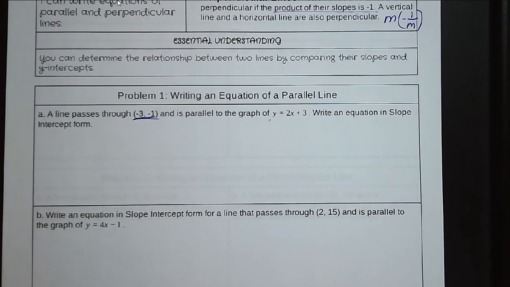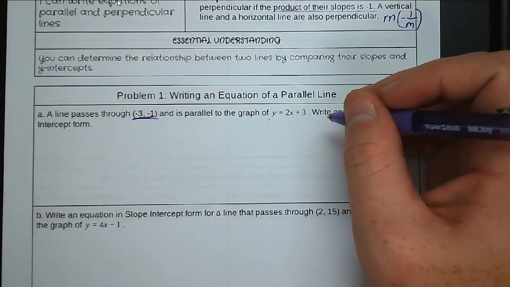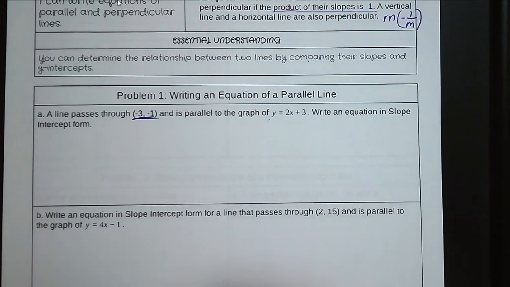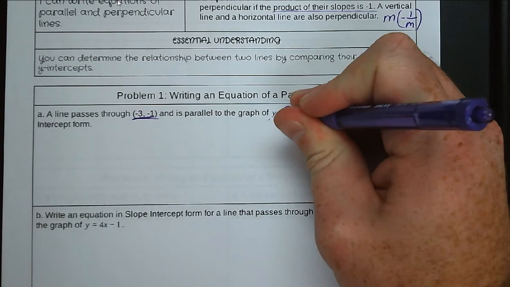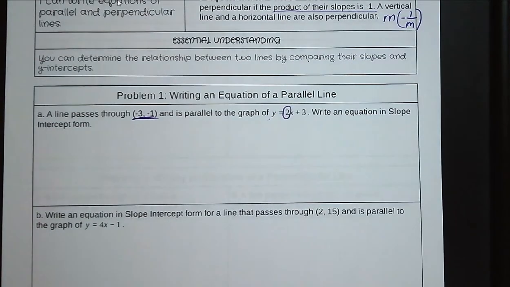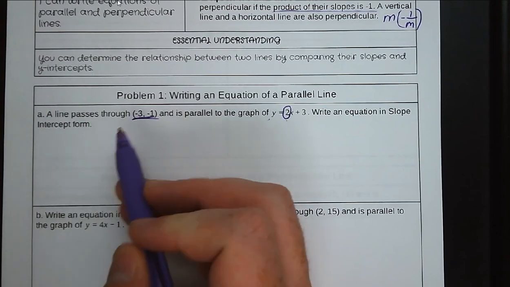As we learned in our lesson on point-slope form, we can write an equation and then just convert it. First, I need to identify the slope of the line, because two parallel lines have the same slope. So the slope for this equation is 2. I'm going to have a slope of 2, and it's going to go through the point (-3, -1).